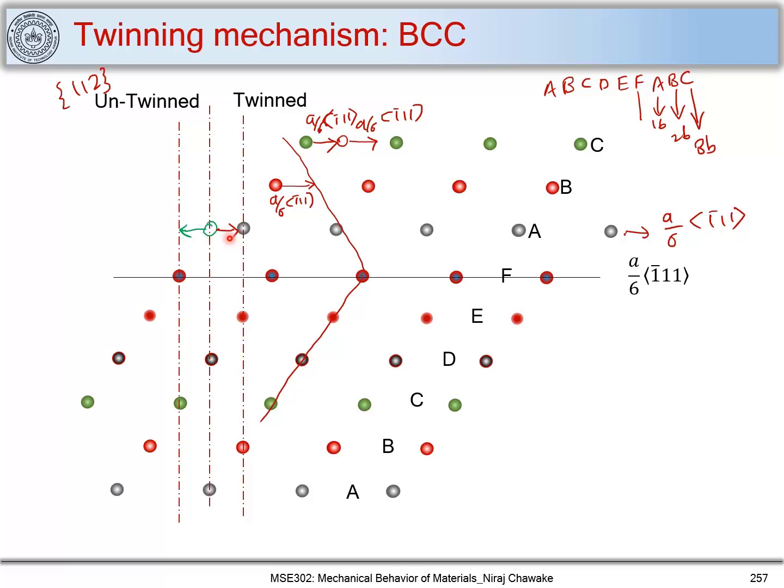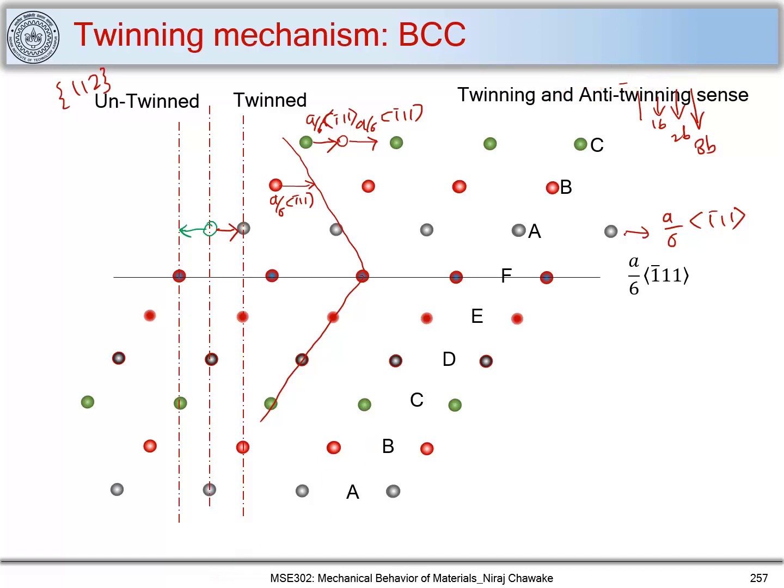Okay, so in case of BCC, you have twinning and untwinning occurring based on the gliding direction. So that is a different scenario in case of BCC. In the case of FCC, even if you move in either direction, you get twinning. But in case of BCC, it's not so. You have a twinning sense and an untwinning sense. And that is what I have written over here.